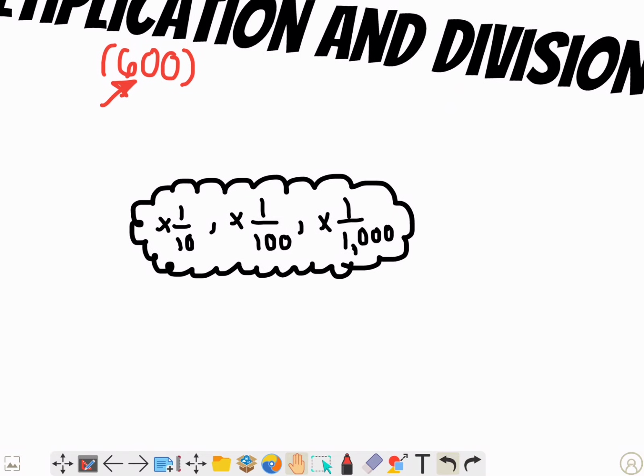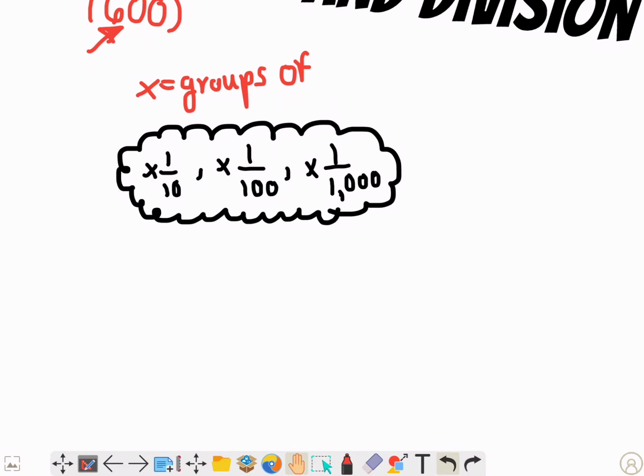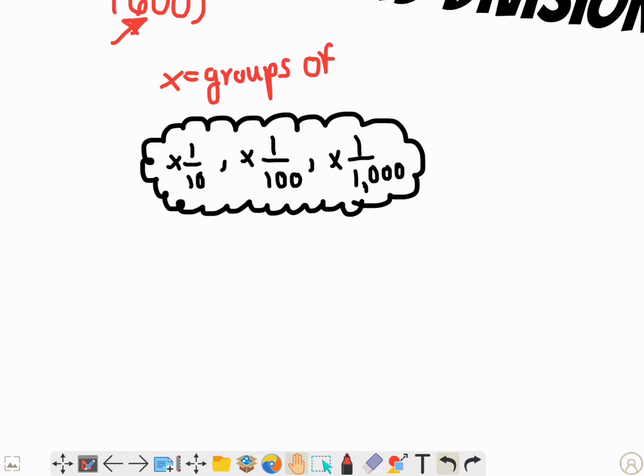And if we are multiplying, remember multiplication equals groups of, what happens if we're multiplying by a fraction? Well, you've got to think about what a fraction is. Like 1/10 is like 1 dime, 0.1. 1/100th is like 1 penny, 0.01. And 1/1,000th is 0.001. So kind of keep that in your head while we're doing it.